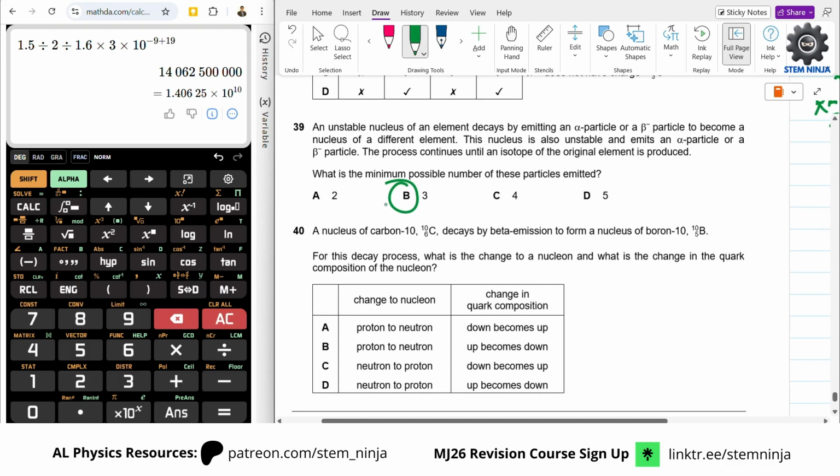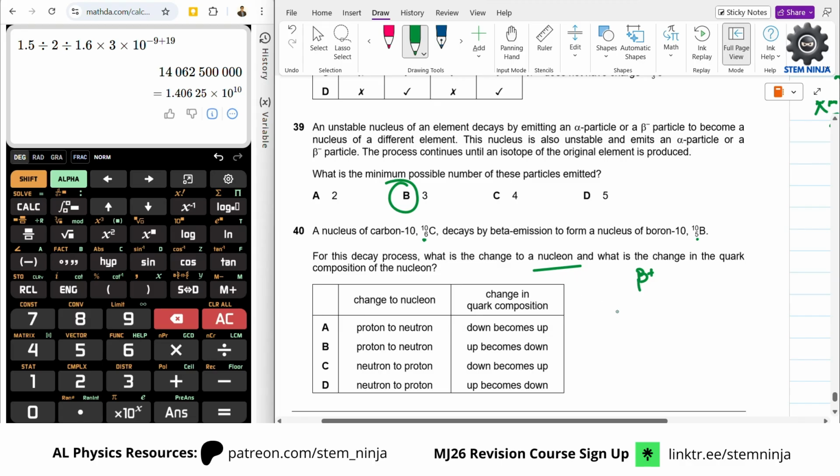Okay, a nucleus of carbon-10, C-10 with 6 protons, decays by beta emission to form a nucleus of boron-10 with 5 protons. Okay, so remember this is where the proton number decreases. This is beta plus. For this decay process, what is the change to a nucleon and what is it change to in the quark composition of the nucleon? Okay, so nucleon number remains the same.